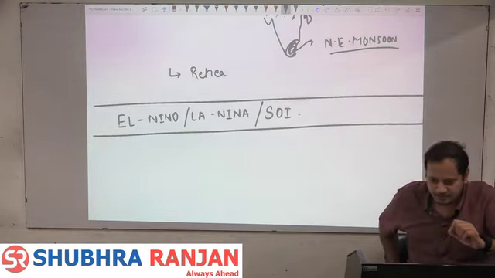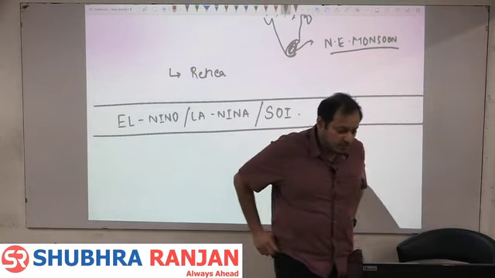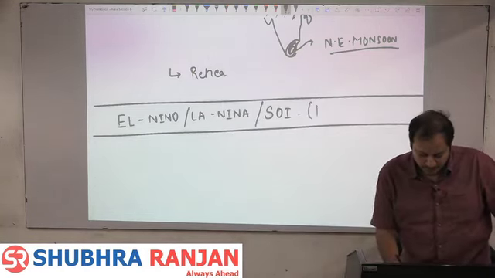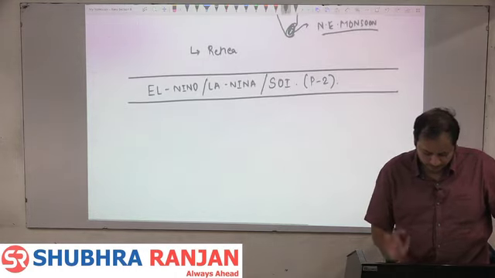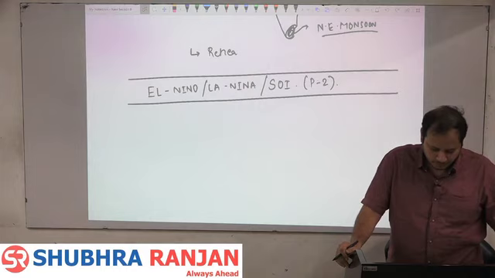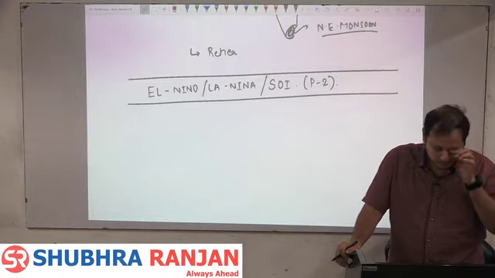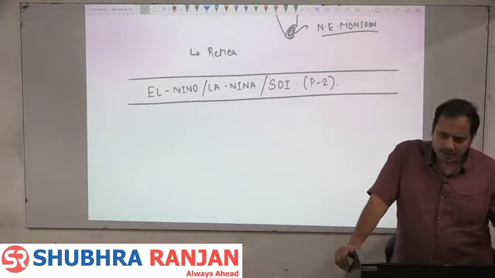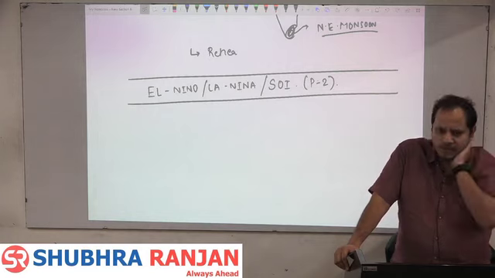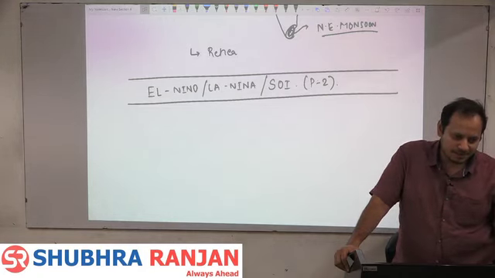Or Southern Oscillation Index. El Nino, La Nina, or the Southern Oscillation Index from the Indian geography point of view, not from the paper 1 point of view. This is from the paper 2 point of view. So we'll first start with the normal condition, El Nino and La Nina. Normal condition you need not write, you already know that the sea surface temperature is higher in the western Pacific. कहाँ पे? Normal conditions.